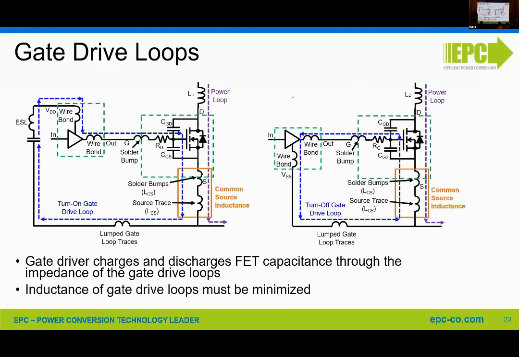Looking at the gate drive loops, they are going to include wire bonds and solder bumps, and it's the blue trace coming around here for turn on. Now, the one that's going to be the most critical is common source inductance. It's extraordinarily important to keep your common source inductance low, because the voltage across it reduces your gate drive voltage. Turnoff is basically the same thing, just a slightly different route. It does not include the capacitor.